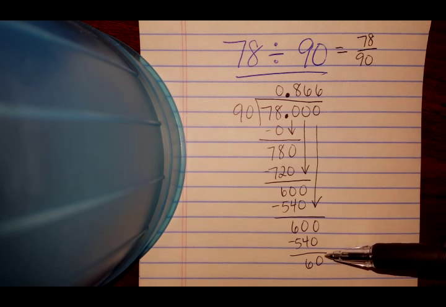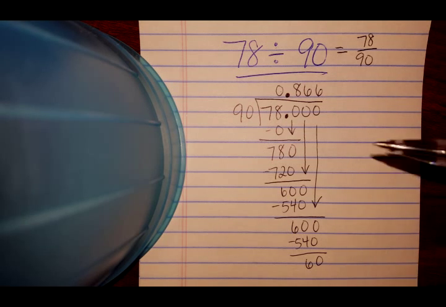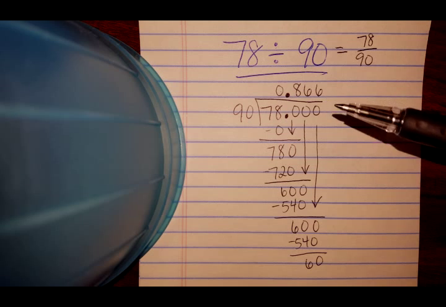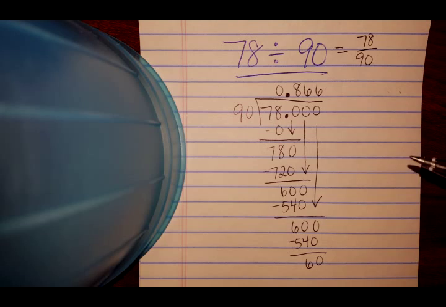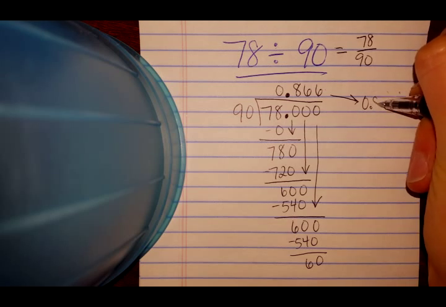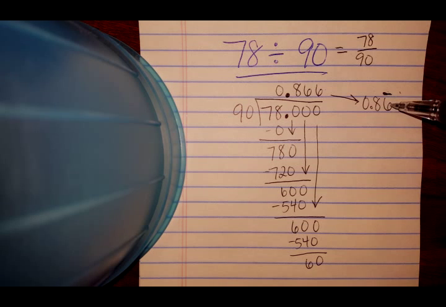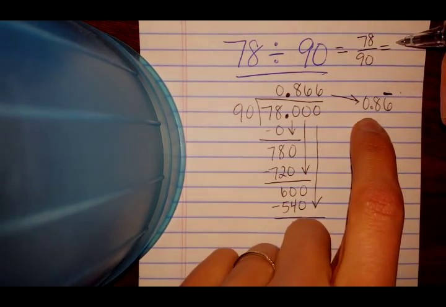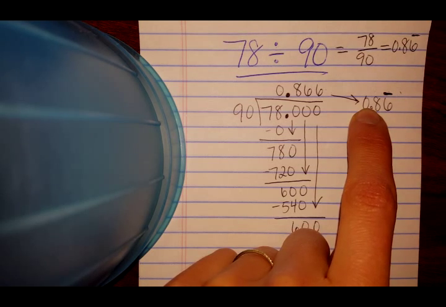I'd bring down another 0, say 90 goes into 600 6 times with 60 left over, and that would keep going on forever and ever and ever. So what we have here is a repeating decimal. I know that this 6 is just going to keep going on forever, so I can actually write this as 0.86 with a repeating bar over the 6, because the 86 doesn't repeat, just the 6 repeats. So that means 78 over 90 as a decimal is 0.86 repeating 6.